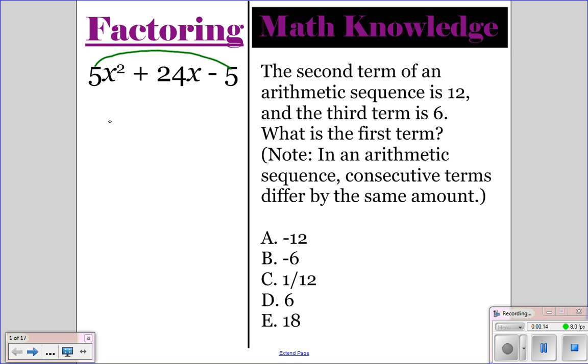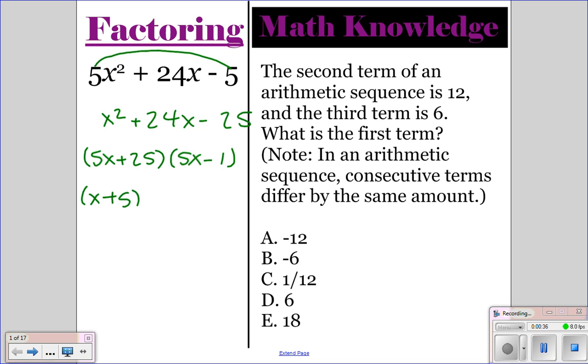And so we're going to have x squared plus 24x minus 25. Whenever we go to factor, we have to make sure to replace the 5. And the two numbers we want to use are positive 25 and -1. And this first set we'll divide by 5. So we're going to have x plus 5 and then 5x minus 1. And so that would be your answer for your factoring.